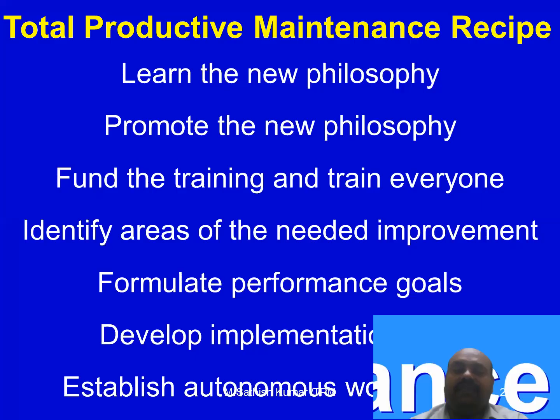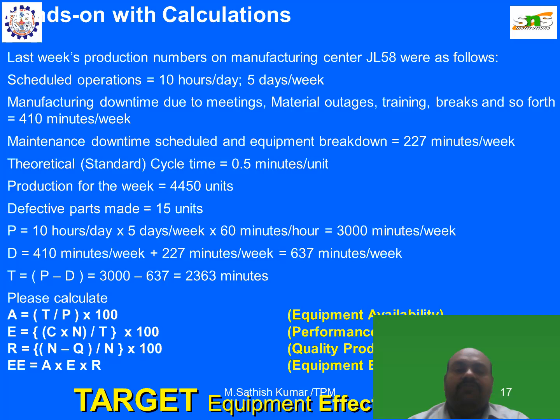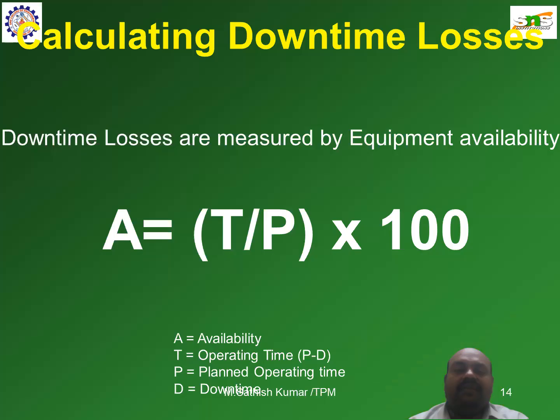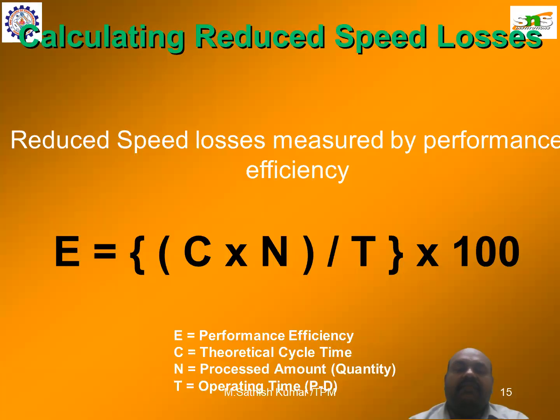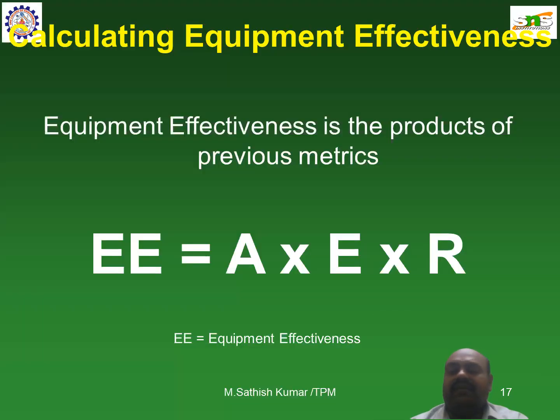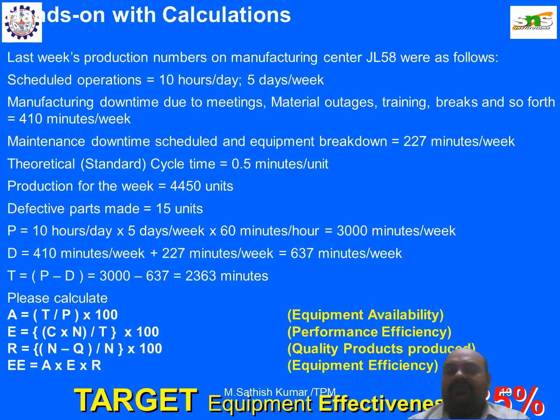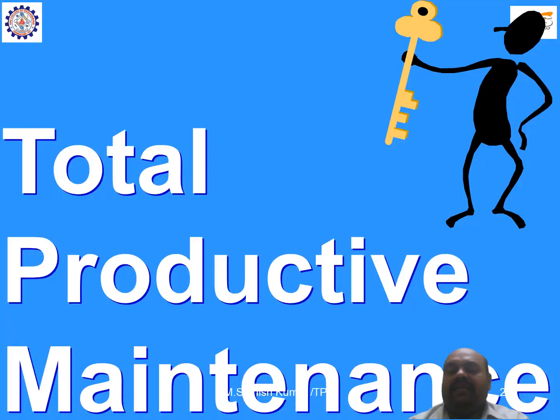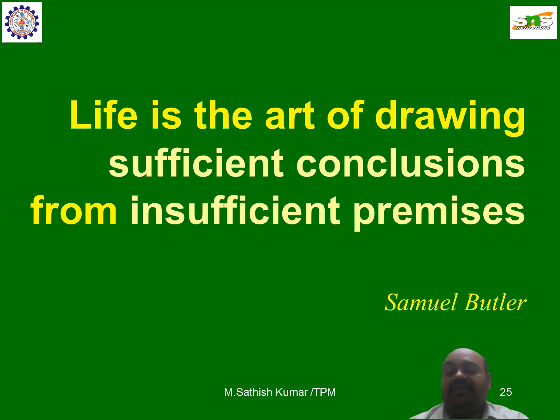Let us go for a recap of this AER. A is the downtime loss measured by equipment availability, E is the reduced speed losses, and poor quality losses are given by capital R. These three things put together give us equipment effectiveness. With the example, we could easily identify whether the equipment effectiveness is 80%, 85%, or more than that, so that the productivity is higher.